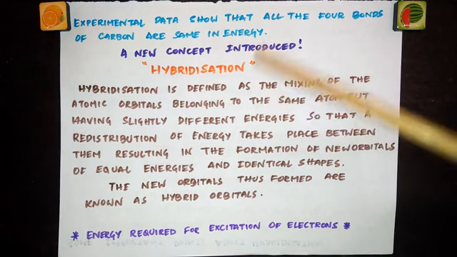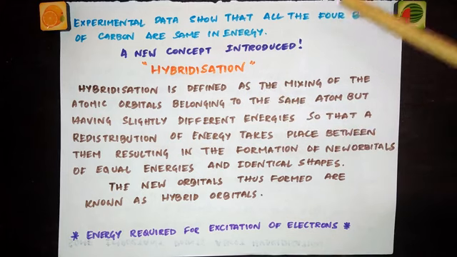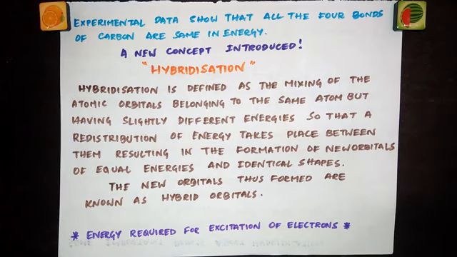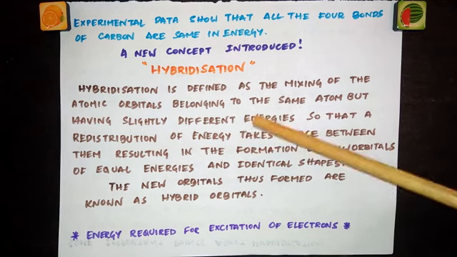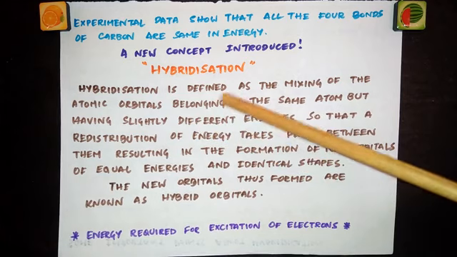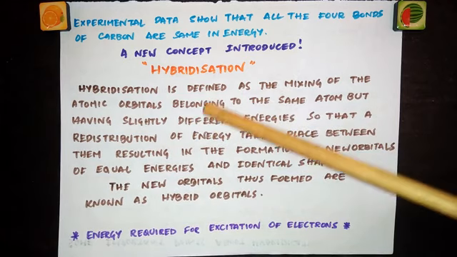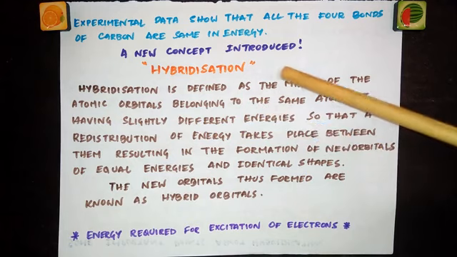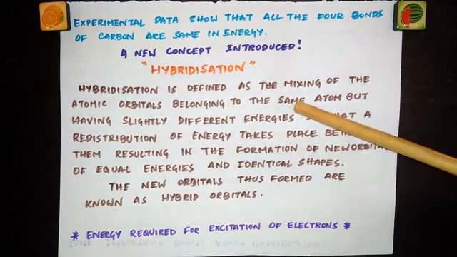According to this concept, all the 4 orbitals of carbon having unpaired electrons and possessing slightly different energies mix up their energies and then redistribute to 4 new orbitals, each having the same amount of energy. This new concept was referred to as hybridization. You can define hybridization as the mixing of the atomic orbitals belonging to the same atom. Here we are talking about the carbon atom.